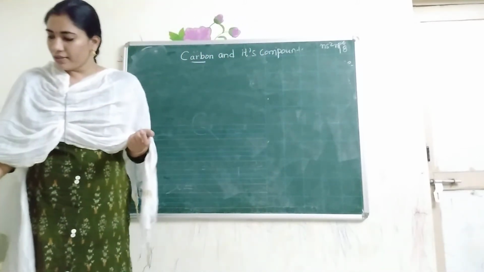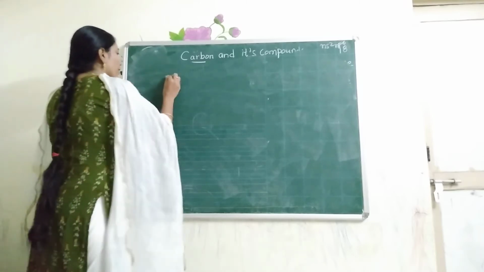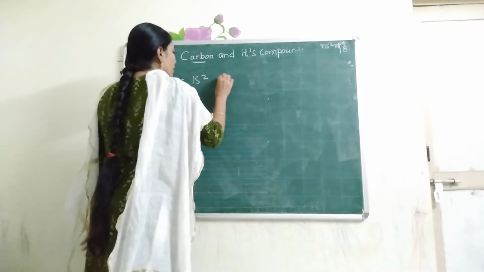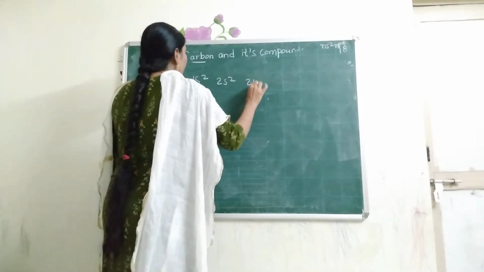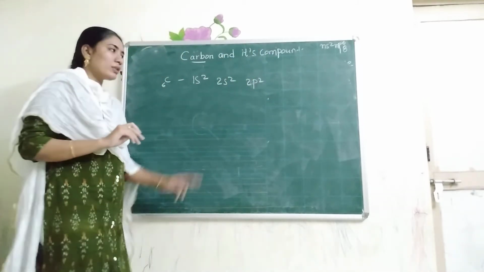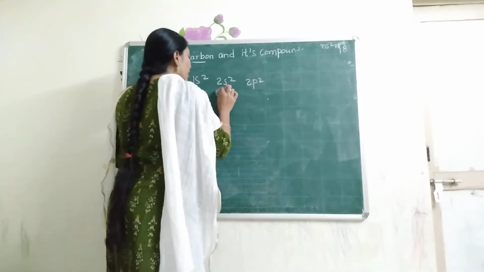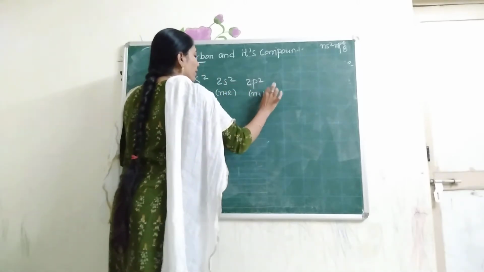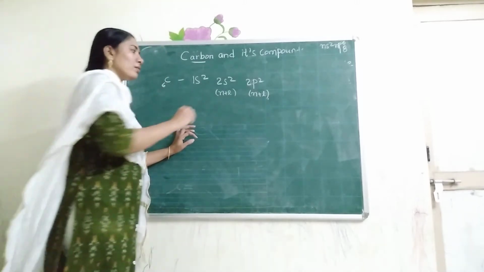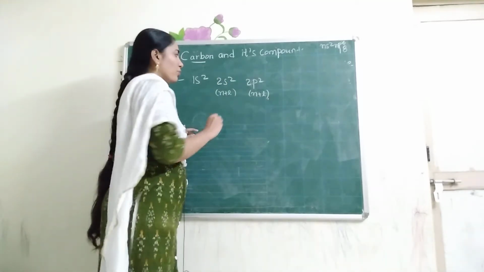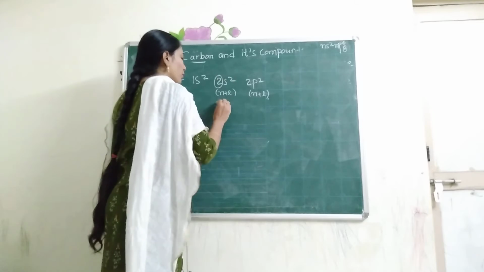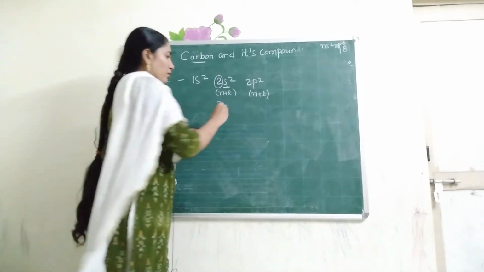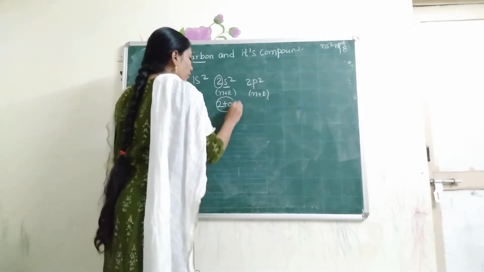Now my question is, consider carbon. Its atomic number is 6. Electronic configuration is 1s2, 2s2, 2p2. What is the n plus L value for 2p orbital? First the n plus L value for 2s orbital. What is the n value here? 2. What is the L value for s orbital? L value for s orbital is 0.